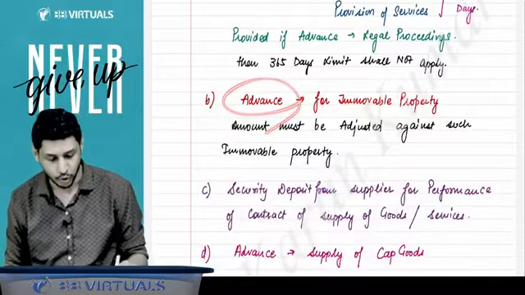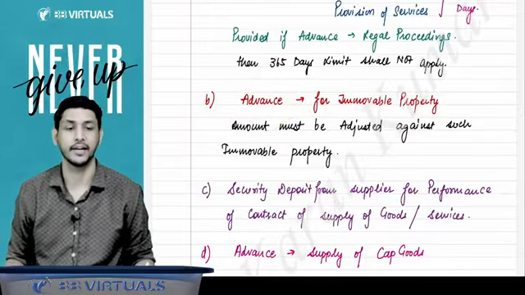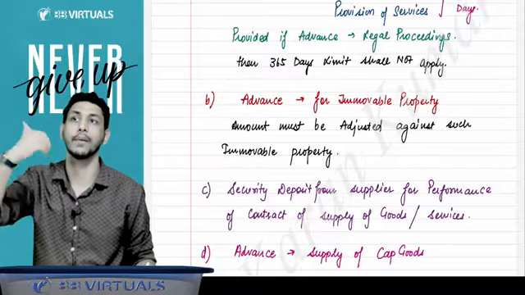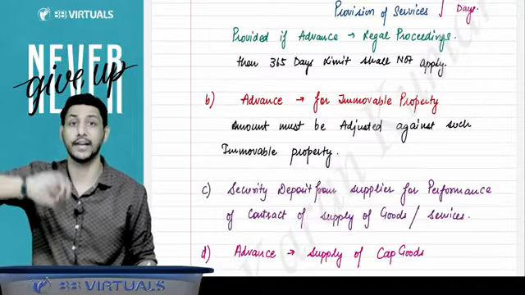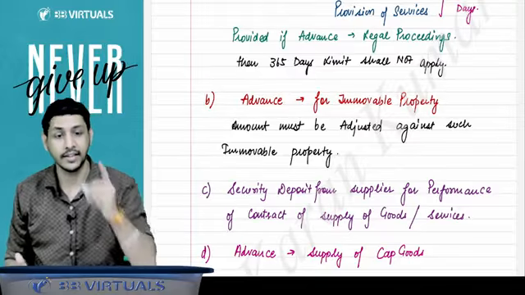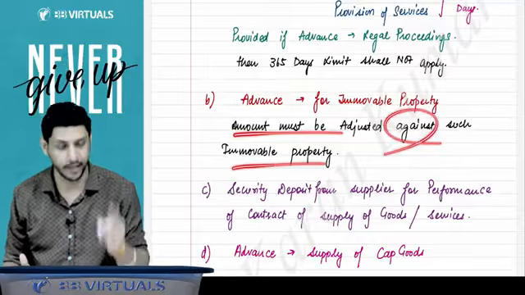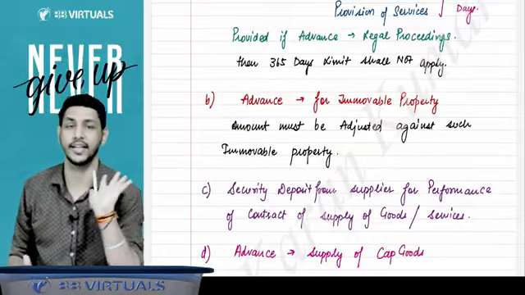If the advance amount you have received is for immovable property to be supplied, now let's say the company has received an amount as advance for immovable property, that we will supply you the immovable property, then the amount must be adjusted against that immovable property only. We will not consider it as a deposit.